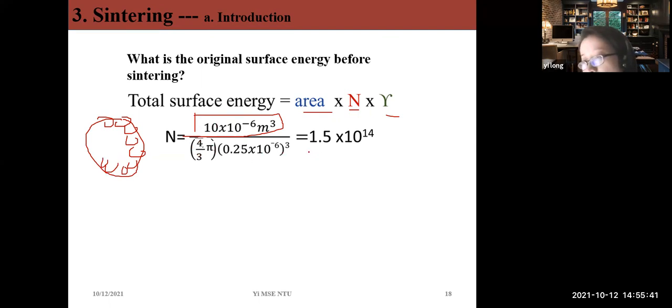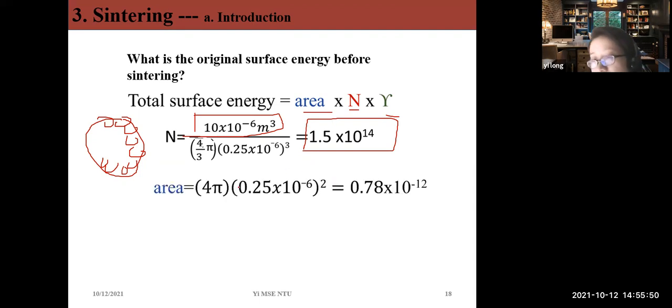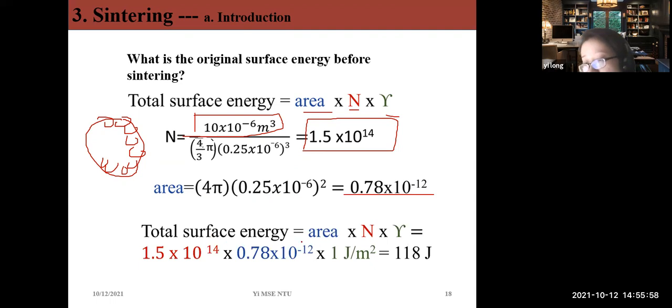So then in 1 mole, you are going to have 1.5 times 10 power 14 particles. The area for one particle is 4 pi r squared. So you multiply one particle's area by n particles, and gamma is SV, because the solid surface is in contact with the vapor. Which means now you start with 118 J.